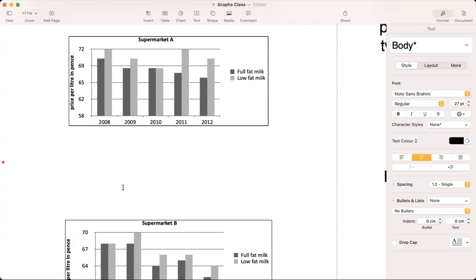तो जैसे मैंने A और B का comparison करना है तो बस full fat milk ले लो, low fat को मत देखो, सिर्फ full fat ले लिया और एक ही साल ले लो 2008. तो 2008 में देखा कहाँ पे ज्यादा है, A में ज्यादा है. यहाँ पे 70, और B में देखो 67 से थोड़ा सा ज्यादा 68 है. तो कहाँ पे price ज्यादा है full fat milk की? A में ज्यादा है B से. Is it clear? इतना clear है?